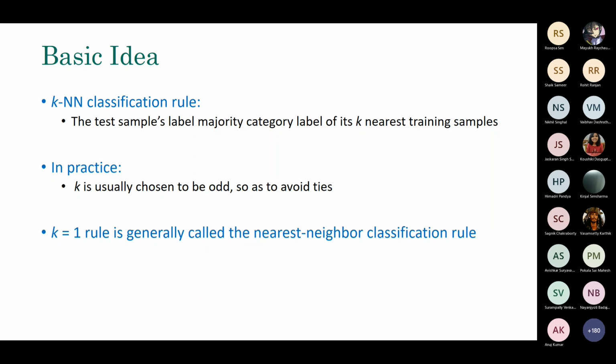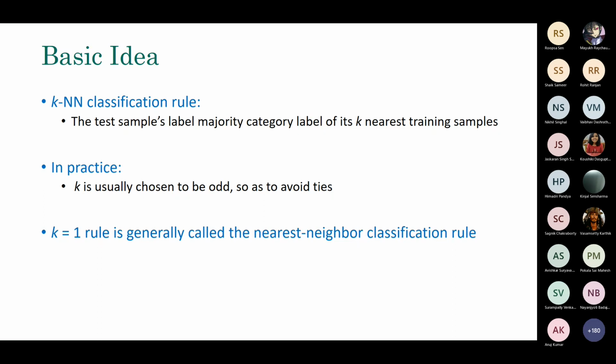Okay. Now in practice, k is usually chosen to be odd. Of course, k will vary. There are no very specific concrete guidelines on how to choose k. It's difficult to do that. There are some shallow guidelines which I will tell you. So k is usually chosen to be odd so as to avoid ties. In case you have ties between two categories, you basically want to break that tie.